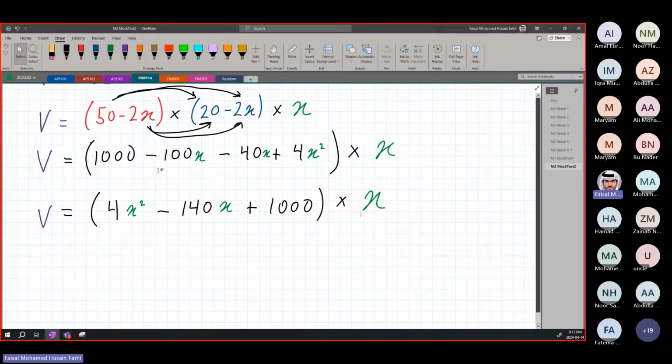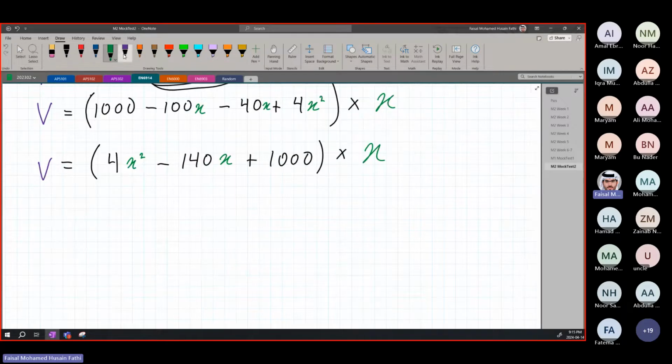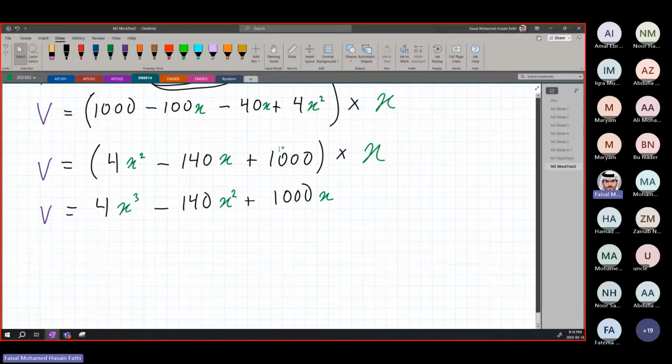Now we are going to distribute this x inside. So we have 4x cubed, because x squared times x is x cubed, minus 140x squared, because again x times x is just x squared, plus 1000x. All I did was distribute the x inside. I just distributed the x.